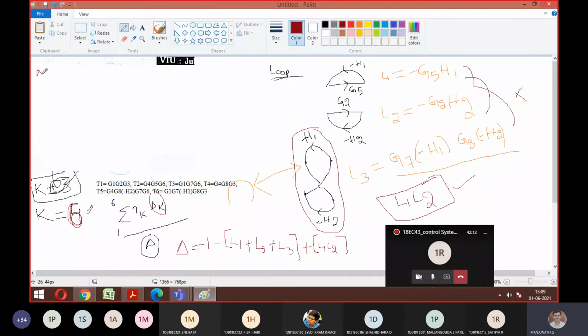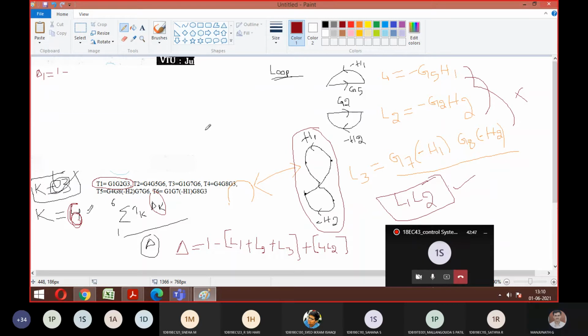The values of L1, L2, L3 we should put. So I will start with 1 minus, like how we did for delta. It's nothing but a determinant. So what is the forward path 1? You can look here. G1, G2, G3 is the forward path. Check whether it is touching any of the loops or not. It is touching L2, because G2 is here.